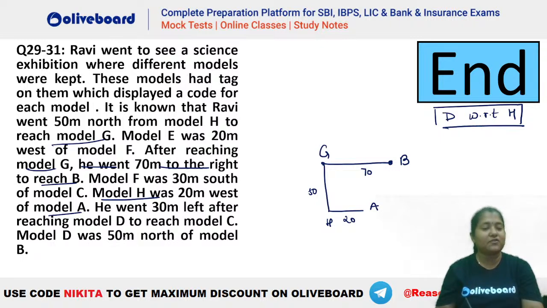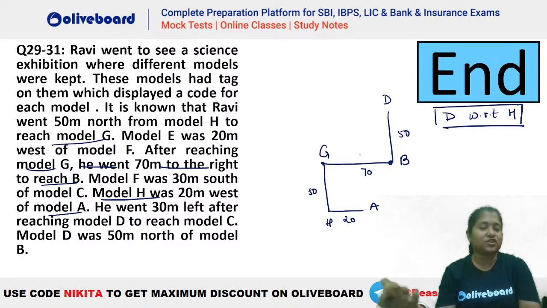Okay. Then model D was 50 meters north of B. So you can see D has to be 50 meters north. Let's say this is your D. This is your 50 meters north. Now my question was, what is the direction of D with respect to H? You can see it's going to be northeast only.